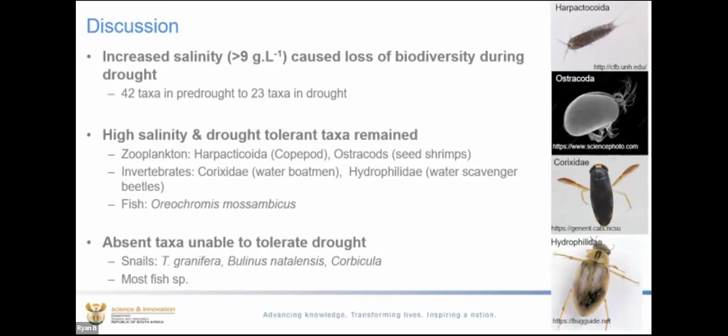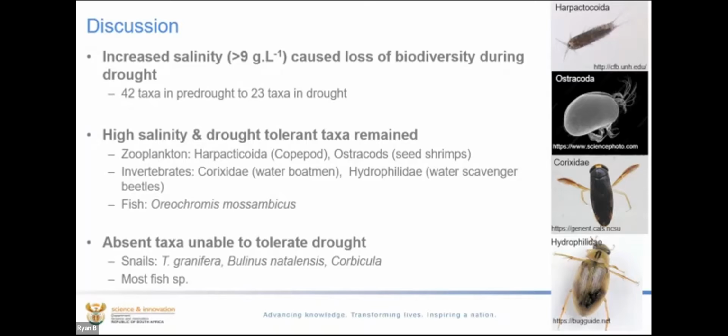With regard to fish, it is well known that Oreochromis mozambicus is well adapted to living in both fresh and estuarine habitats, thanks to their osmoregulating abilities, which is why it was the only species of fish able to survive in the lake during the drought.